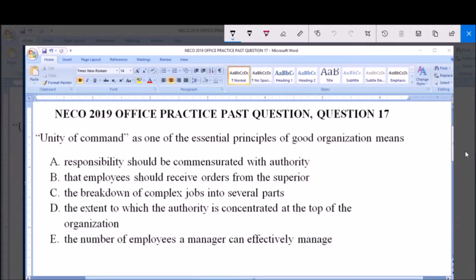Now the concept we're looking at here is unity of command. And like we say, unity of command is an essential principle of good organization. It plays a major role in efficient and effective mobilization of team in response to an incident. Now, what is unity of command?